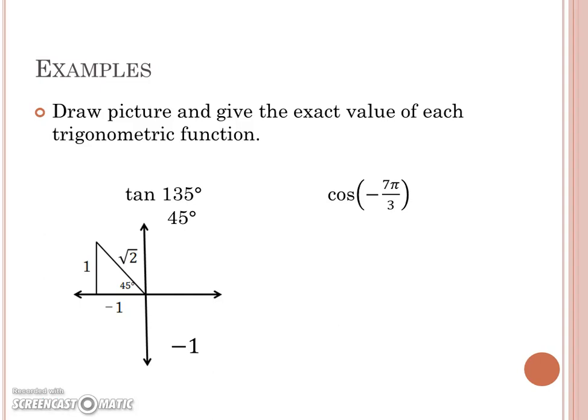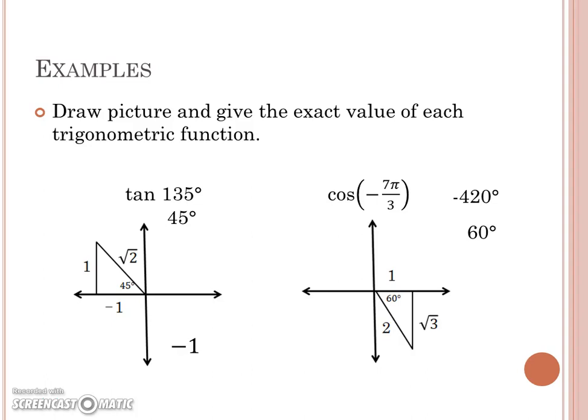Alright, for the next one, cosine of negative 7 pi over 3. Negative 7 pi over 3, we're going to change to degree mode, so we're going to multiply by 180 over pi. We get negative 420. Now that goes beyond the circle, so we have 60 degrees as our reference angle. It's going to go to the right 1, down radical 3, so that's a negative radical 3, and hypotenuse is 2. So here cosine is adjacent, which is 1, over hypotenuse, which is 2, so it's 1 over 2.